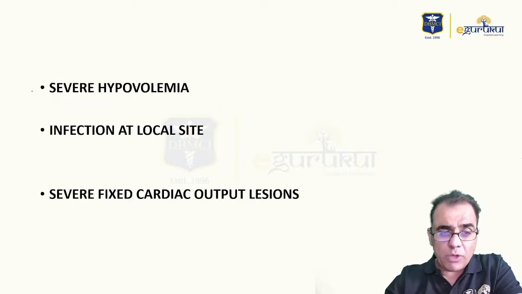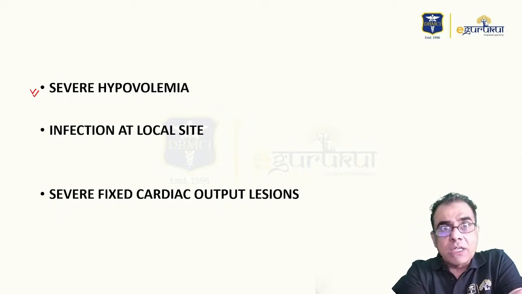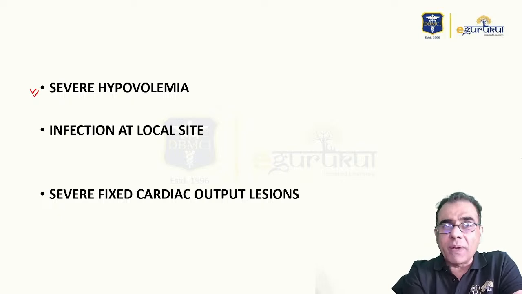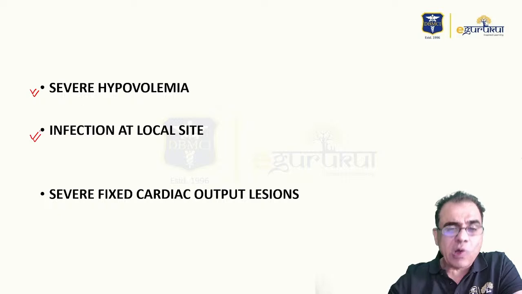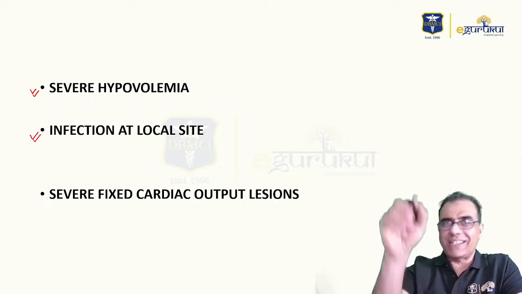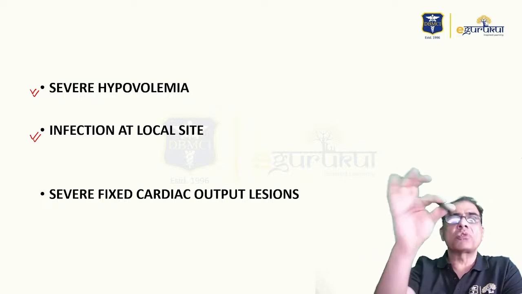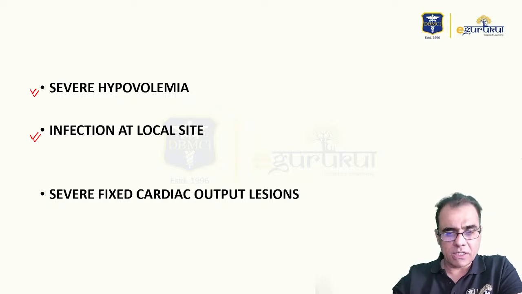Then I told you the biggest major side effect of spinal is hypotension. So if the patient is already in severe hypovolemia, can you give spinal? Of course not. Infection at the local site. If there is infection at the local site, are you going to introduce that infection from outside into the meninges? Of course not. So it becomes an absolute contraindication.